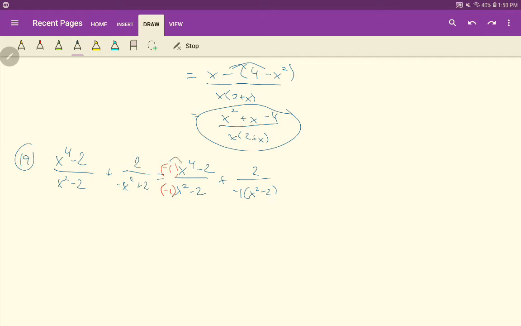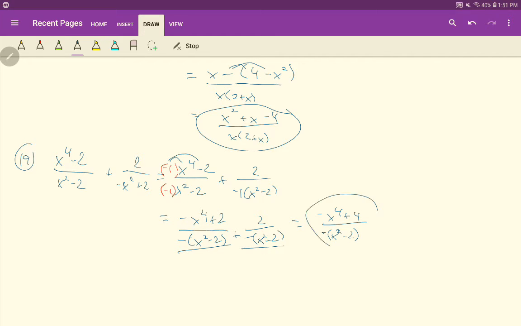Distribute that negative 1 there, and we'll get negative x to the fourth plus 2, over, and I'm just going to leave that negative there, x squared minus 2, plus 2 over negative x squared minus 2, like that. Again, we have common denominators, so now we can just combine like terms. We get negative x to the fourth plus 4 over negative x squared minus 2. Always check to see if you can still factor, but in this case, we cannot, right? This does not factor any further, and so we can be done here.